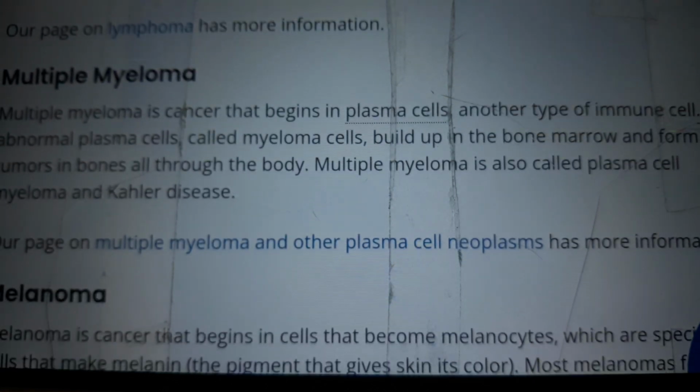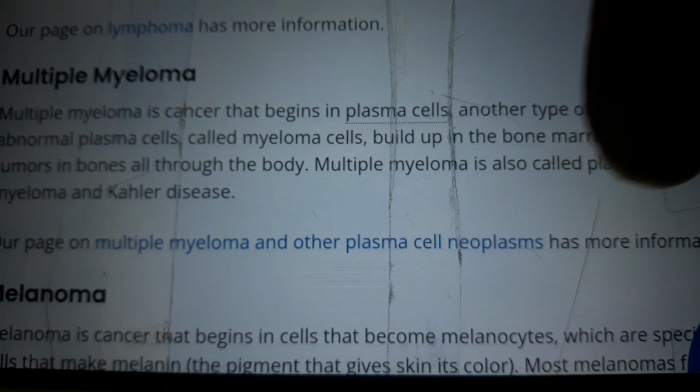Next will be multiple myeloma, which is a cancer that begins in plasma cells, another type of immune cell. The abnormal plasma cells, called myeloma cells, build up in the bone marrow and form tumors in bones all through the body. Multiple myeloma is also called plasma cell myeloma and Kahler disease.